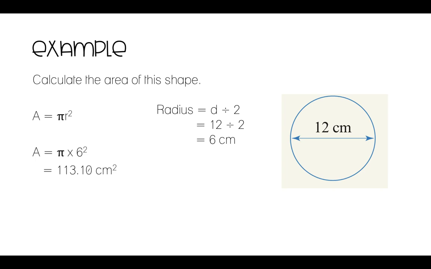113.10 centimeters squared. Now don't forget, don't use your knowledge of pi as in don't just write 3.14. You need to put in that pi symbol into your equation, or you are going to get the incorrect answer in terms of your decimal places.